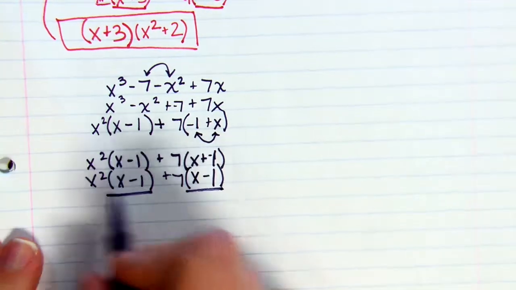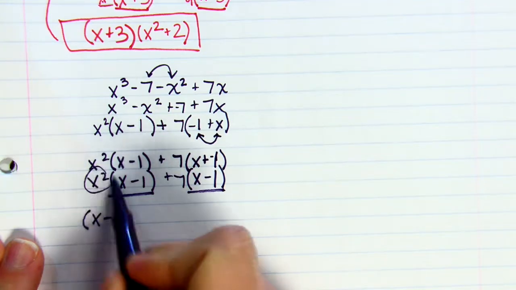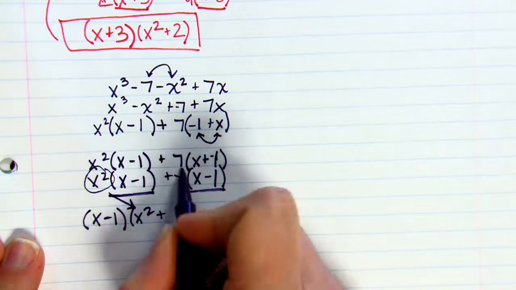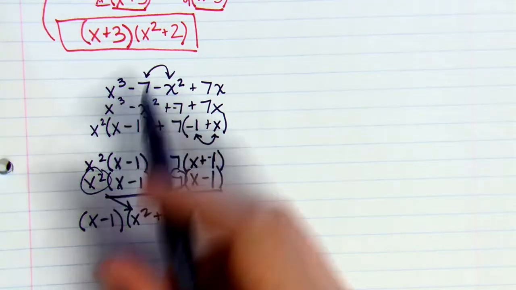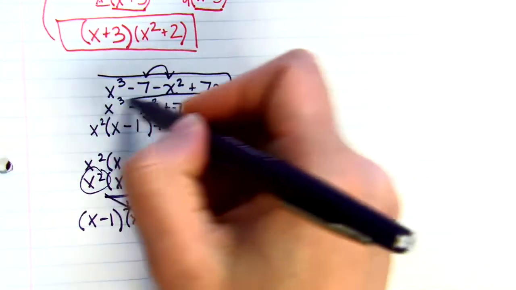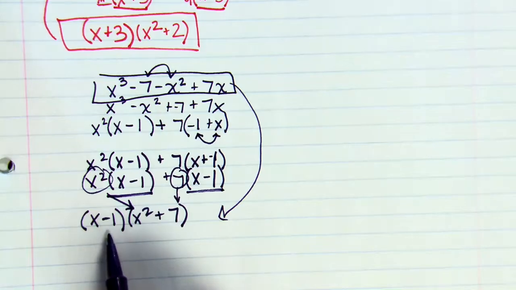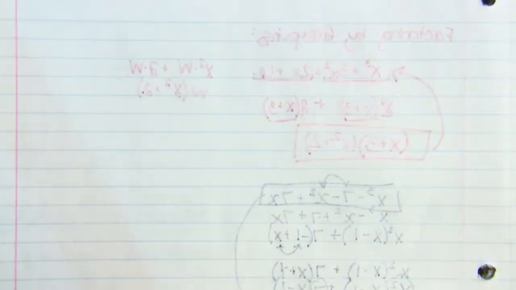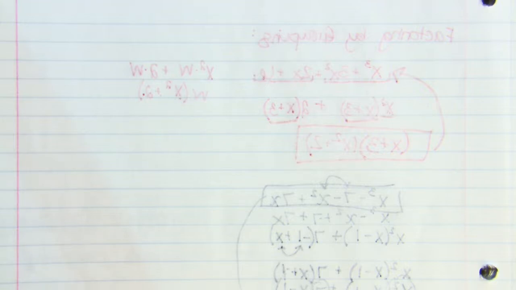And then my next step would be to factor out x minus 1. So an x squared is left behind here, and a 7 is left behind here. So this factors to x minus 1 times x squared plus 7. Okay, so like I said, with factoring by grouping, you can always tell you're going to be using grouping because that's the only time you're going to have 4 terms.